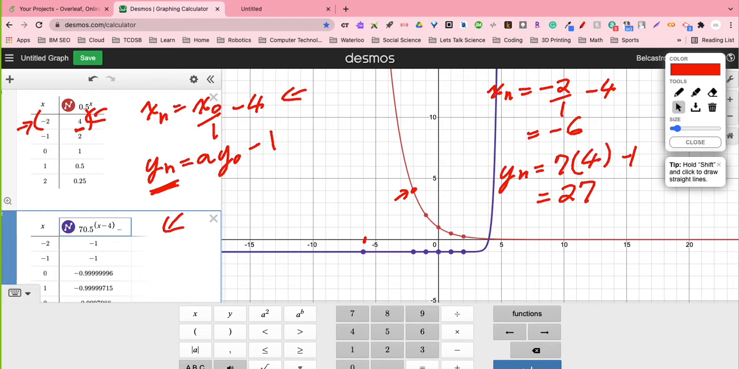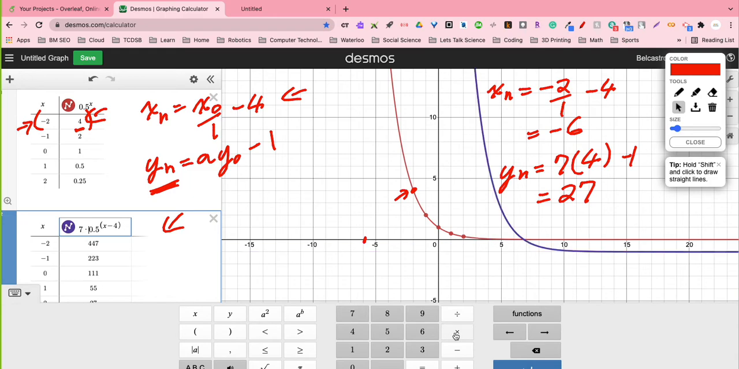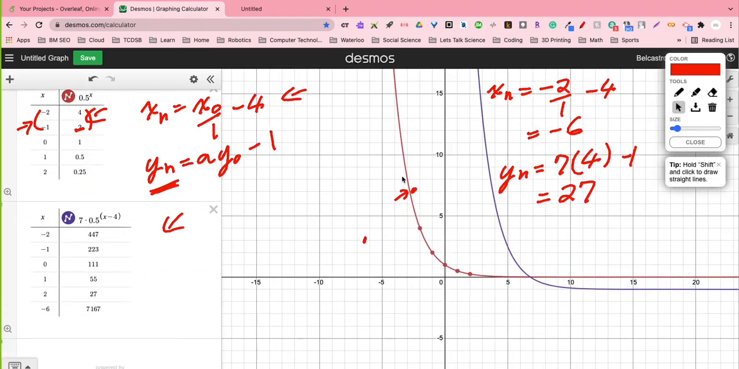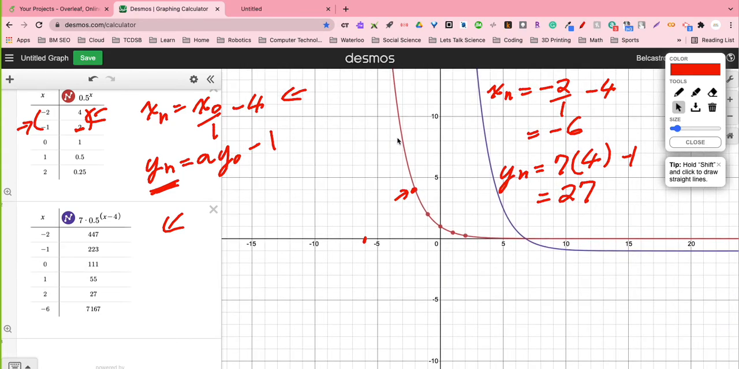7 times. Does it have a dot for times? There we go. There we go. There we go. Let's take a look at this. Put our values here.